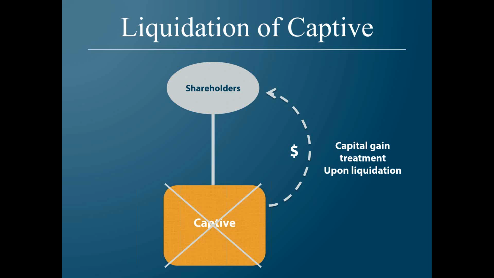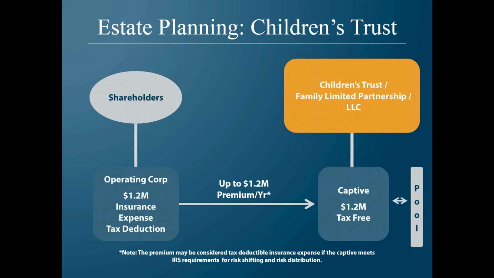Another very creative way to plan the end game for your captive is to use it as an estate planning vehicle. Under this type of scenario, the operating company pays the captive, but the captive is owned by some type of estate planning vehicle or trust, an LLC, a limited family partnership, whatever that is. And now as profits are moved out of the operating company into the captive, they're also moved out of the owner's estate and transferred to the owner of the captive, the children, or whoever the beneficiary of that is.